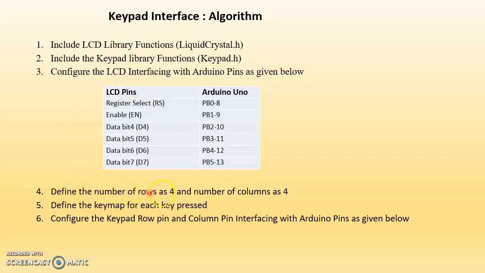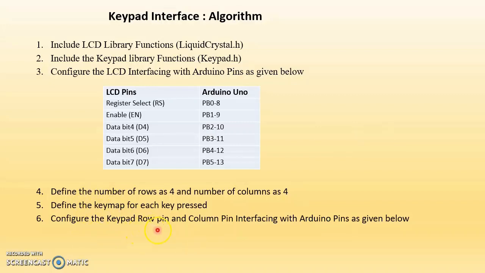Then define the number of rows as 4 and the number of columns as 4. So we have to define the keypad as a 4x4 matrix. Define the key map for each key pressed, in matrix form. That means which key and what character we have to assign for that key. So this is called the key map.